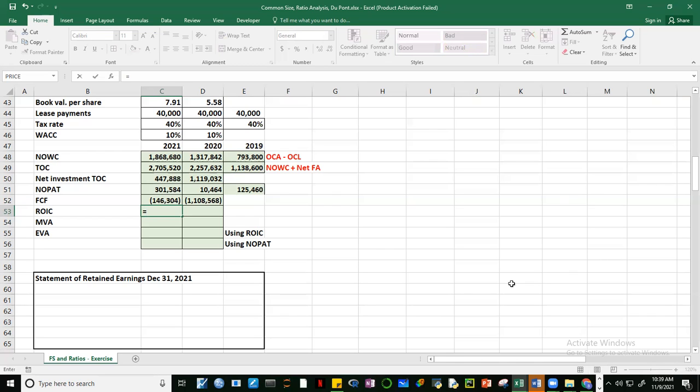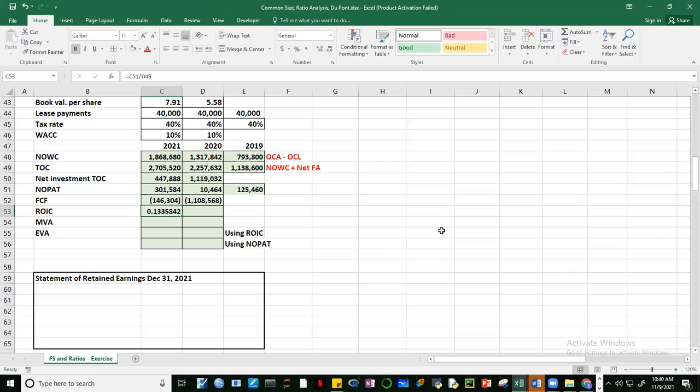Yeah, so ROIC. How do we compute for ROIC? Okay, so thank you, Anton. It's NOPAT divided by the beginning capital. Remember the story behind this. In 2021, the company was able to generate operating profit of 301,584. But we said that this was generated because the company was provided operating capital. How much operating capital? We use the beginning operating capital, because the operating profit was generated beginning with January 1. So that's why we are basing it on the beginning capital.